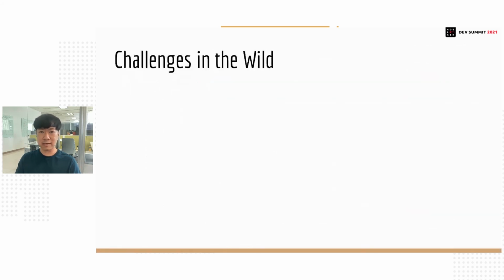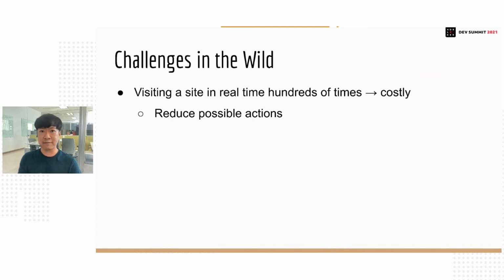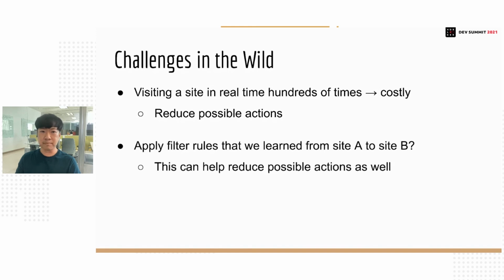So next, I'll identify some challenges when we apply an RL system in the wild. The main one basically is that when we have to visit a site, we're learning through experience, and you may have to do that hundreds of times. So this is very costly in terms of time and money as well. And usually in reinforcement learning, a way to deal with this is to reduce the possible actions that we need to explore. So for example, we may apply filter rules that we learn from site A to site B. However, as we saw before with my example, doubleclick.net worked well for cricbuzz.com, but it didn't work for msn.com. So we're still not sure. So this is where we would love feedback from the community and especially the filter list authors.